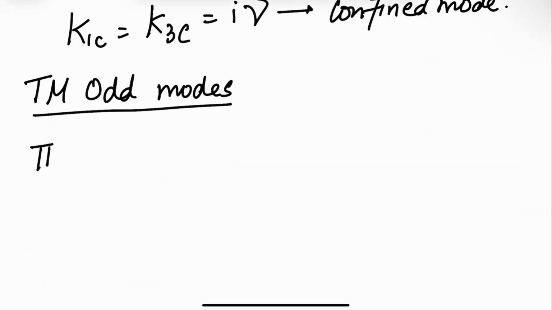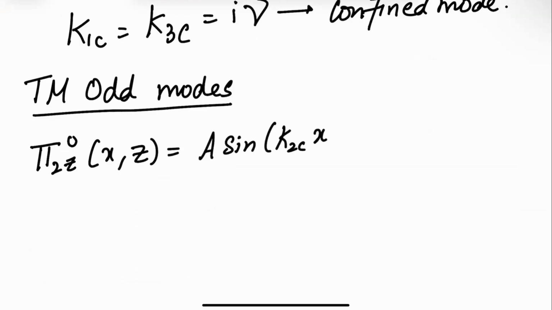Okay, so essentially, if I rewrite that, the solution for the odd case in region 2, as a function of x comma z, is A2 sine K2c x e to the i beta z.